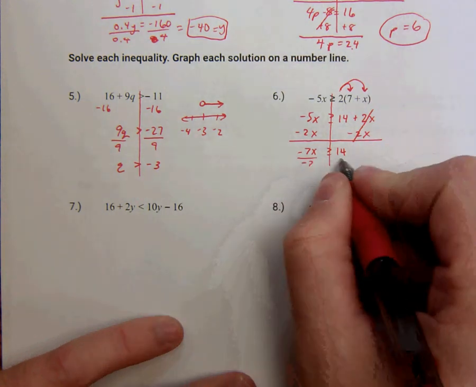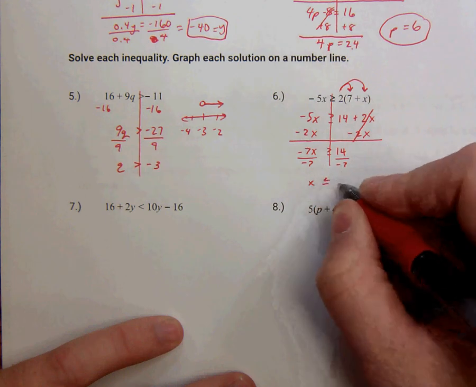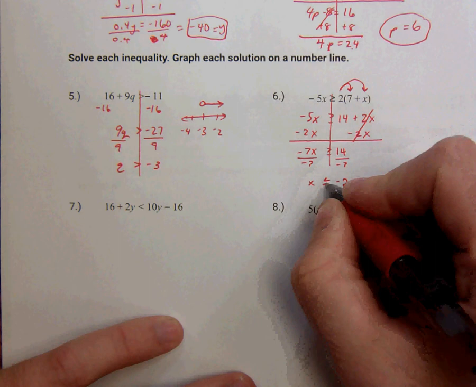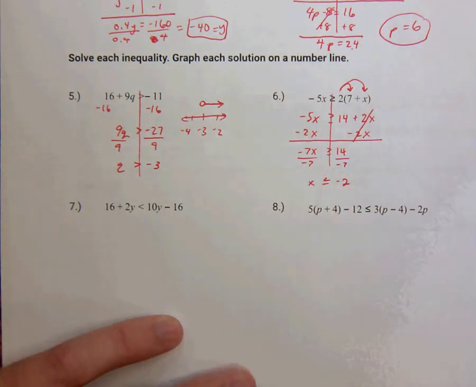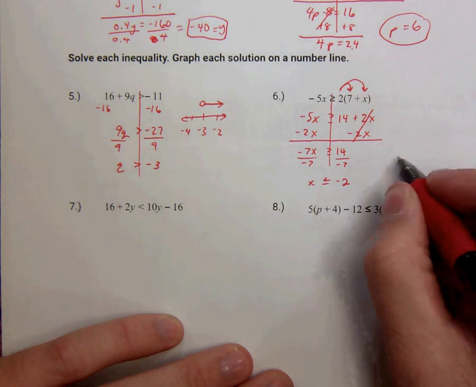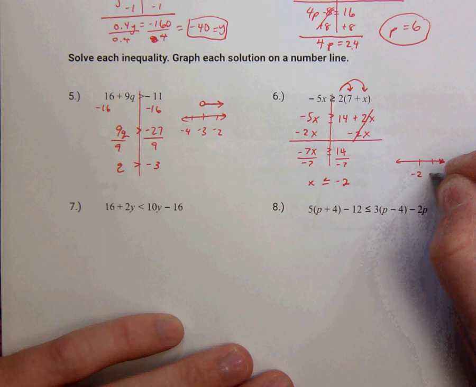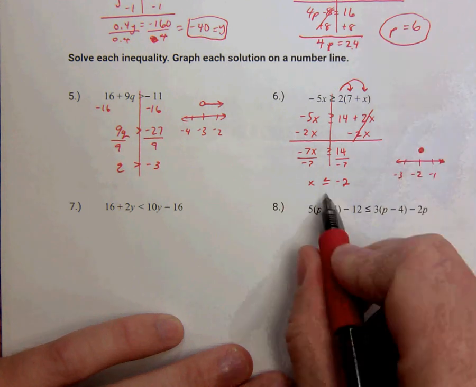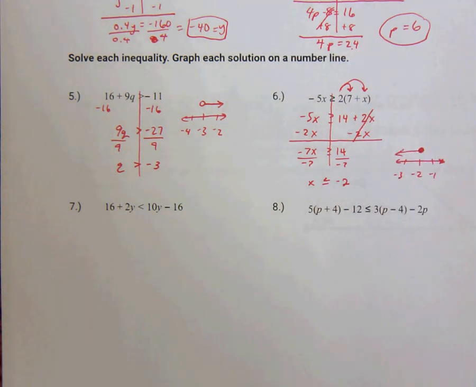Divide by negative 7, divide by negative 7, I get x is less than or equal to negative 2. Notice this flipped from here to here, and the reason it does that is because I divided by the negative 7. So if I draw a number line for that, say negative 2, negative 1, negative 3, it is a closed dot because it's less than or equal to, and it's going that direction.